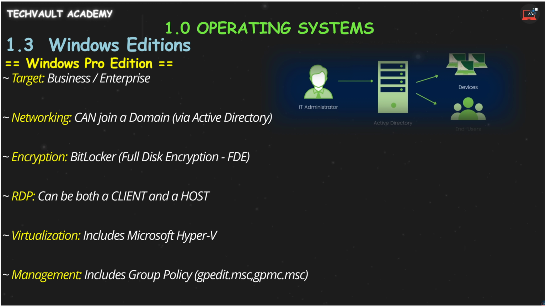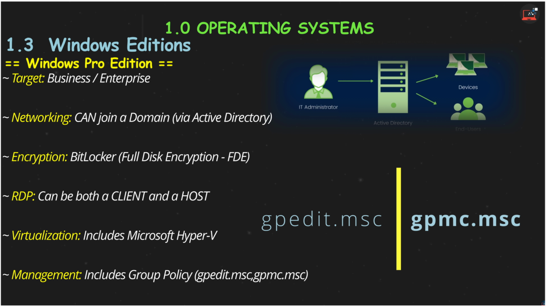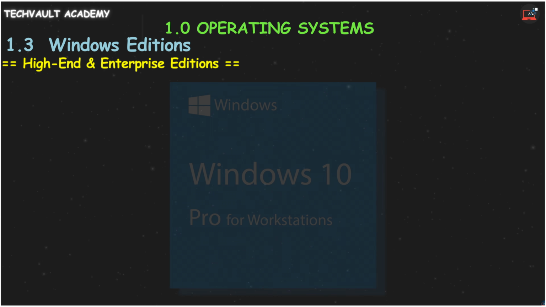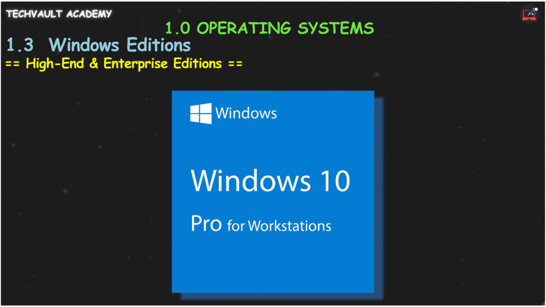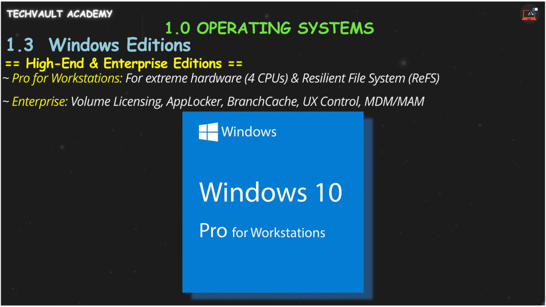For a single PC, you use the local group policy editor, gpedit.msc. For the whole network, you use the Group Policy Management Console, gpmc.msc. For truly high-end hardware, there's Windows 10 Pro for Workstations. This is for power users, supporting up to 4 physical CPUs and the Resilient File System, or ReFS.